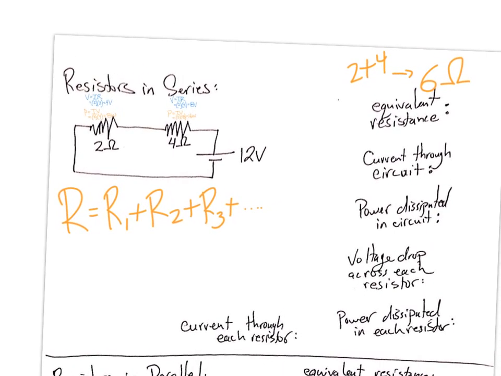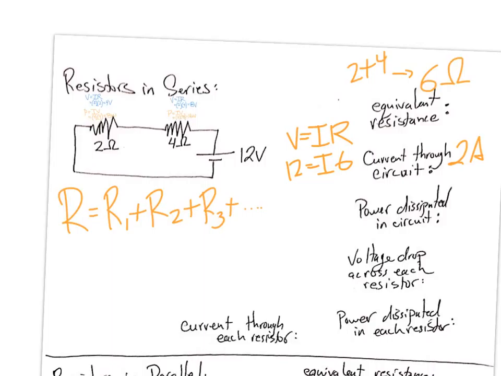The current through the circuit, so we'll be using V equals IR, I like this orange color. The voltage is 12, and the current is I, and the resistance of the circuit is 6. So dividing gives us a current through the circuit of 2 amps. That was in amps right there.